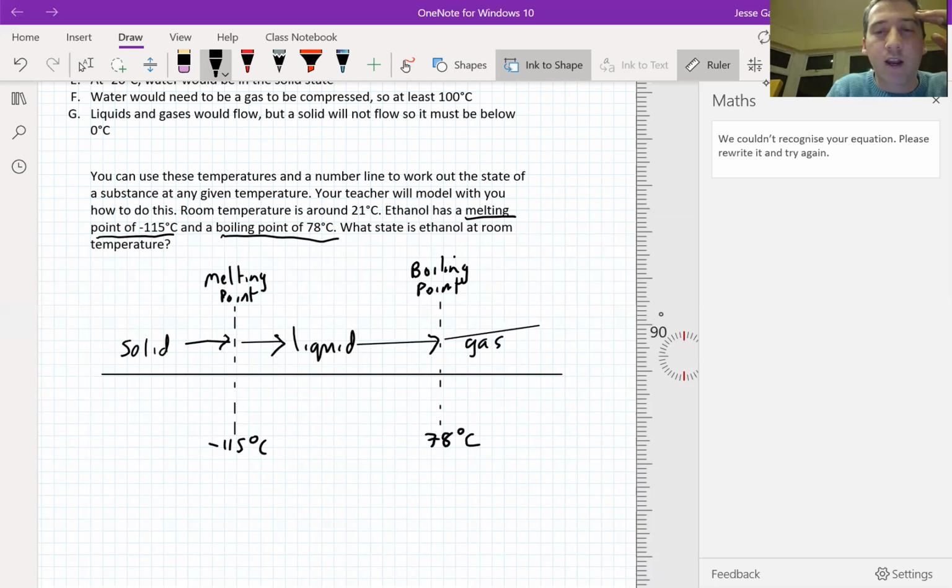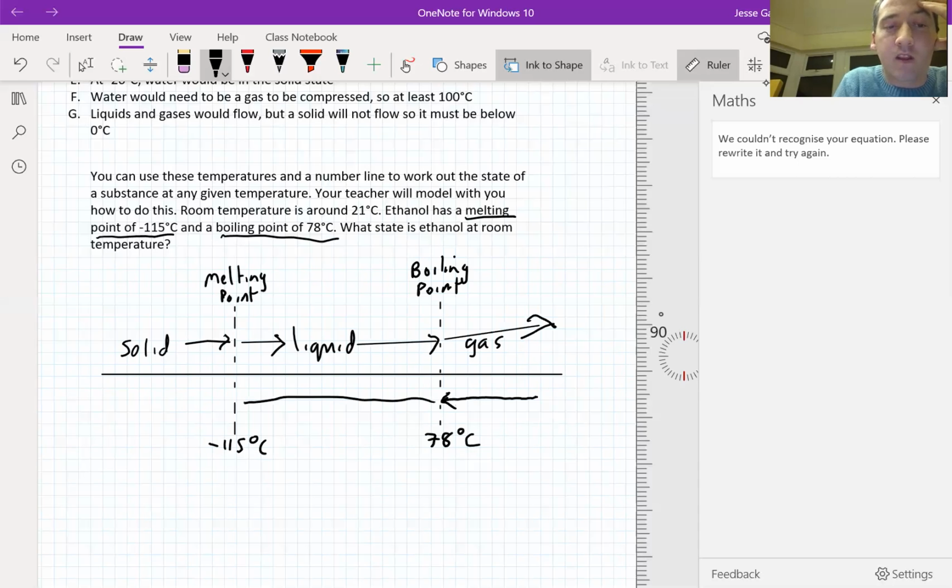Now, what I don't have written here on this is what would happen if I was going the other way. What would happen if I was starting with a gas and cooling? What temperature would it turn back into a liquid? Well, funny enough, it's that same line. It would turn back into a liquid at the boiling point. So the boiling point actually shows the temperature that the liquid will turn into a gas, but also the temperature that a gas would turn back into a liquid. And it would stay a liquid then all the way back down to the melting point. At that temperature, it would turn back into a solid.